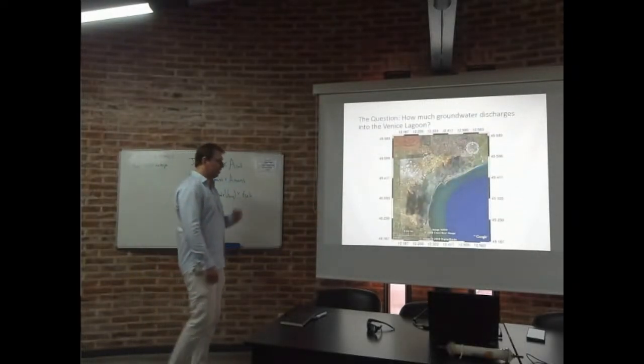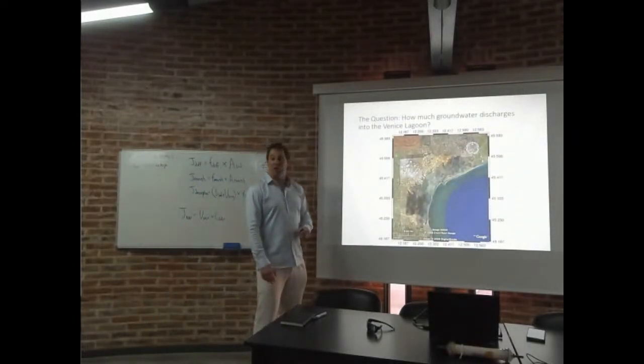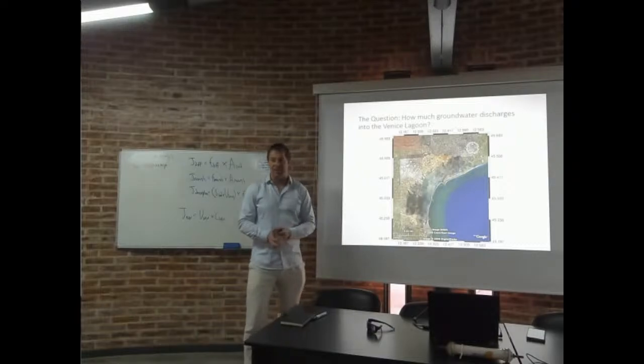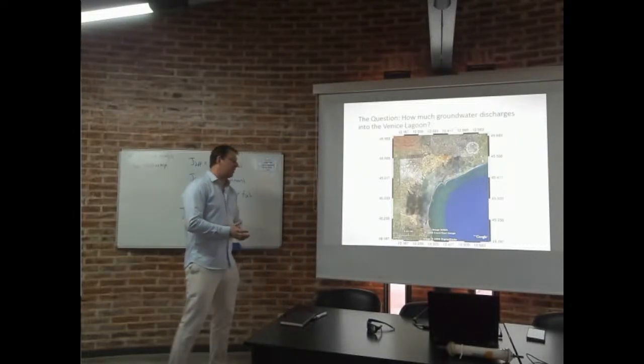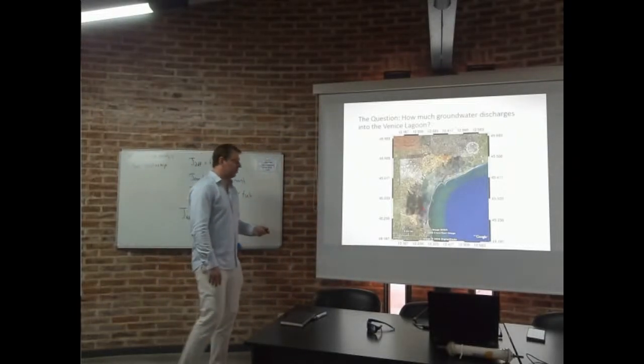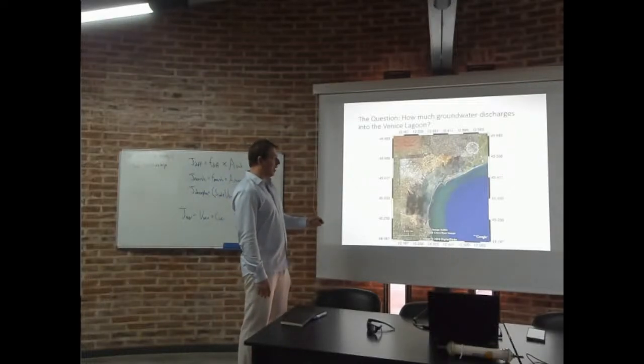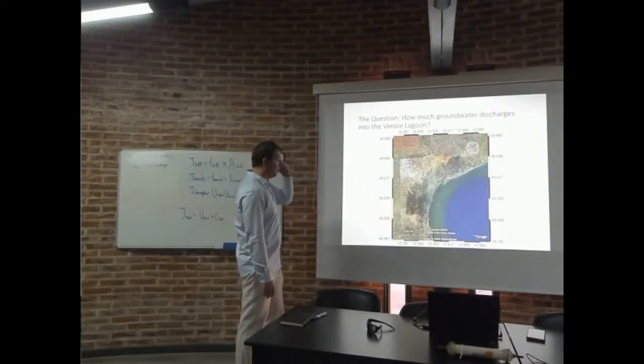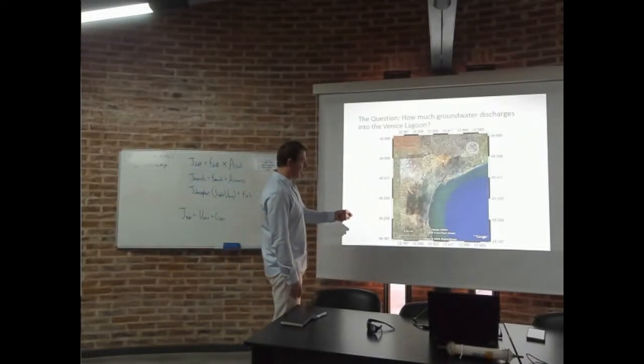So then we went to Venice and spent a long time in Venice doing these studies to try to answer the question, how much groundwater discharges into the Venice Lagoon? The Venice Lagoon is a fairly large lagoon. It's 550 square kilometers. The city of Venice is here in the middle. The famous city that everybody sees the photos of is just this little part right here.